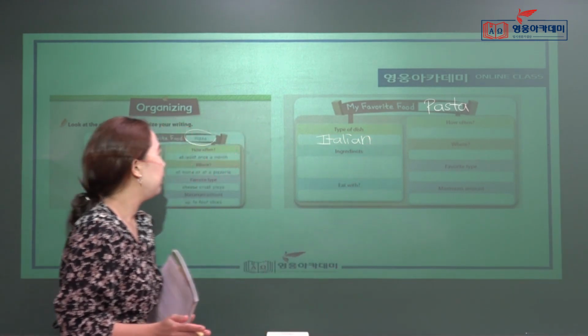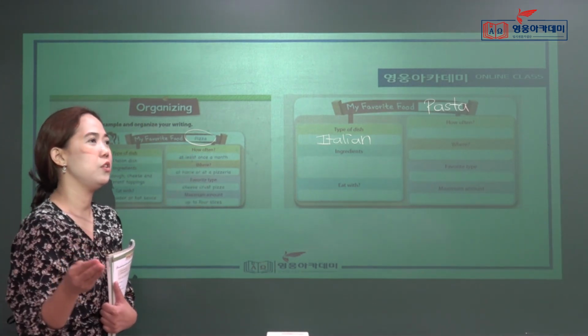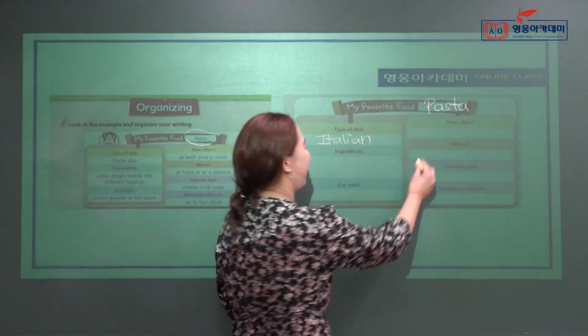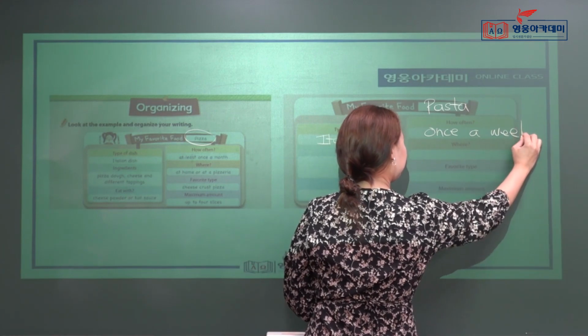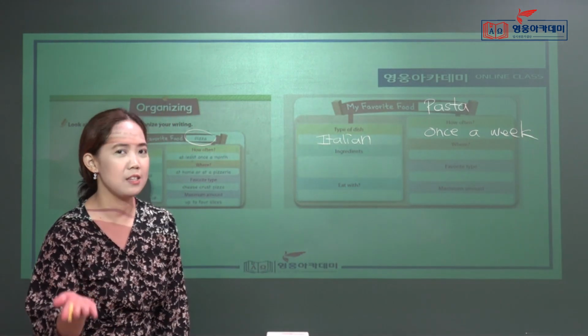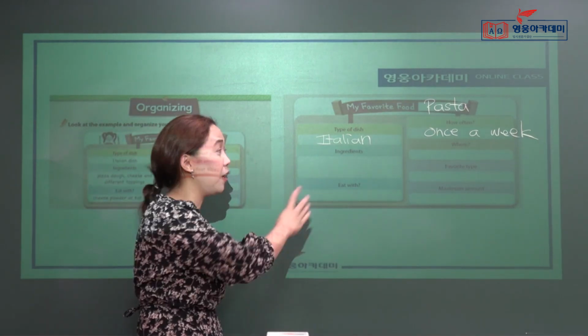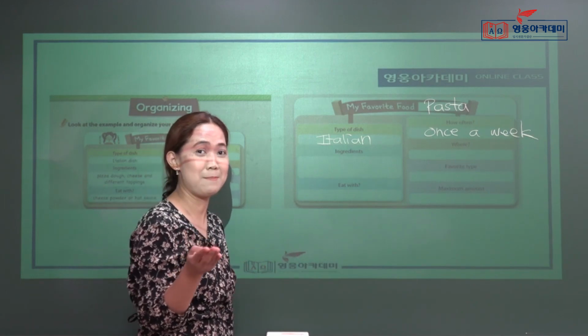Okay? And then the question, how often? How often do I eat pasta? Once a week? Okay, so I'll write here, once a week. And then ingredients. What do we need when we make pasta? Of course, we need the noodles. I'm not going to write here, guys, because this is your task. I'm just giving examples, okay?